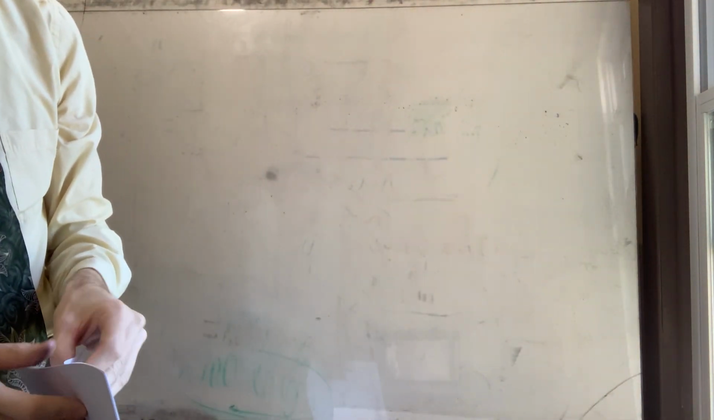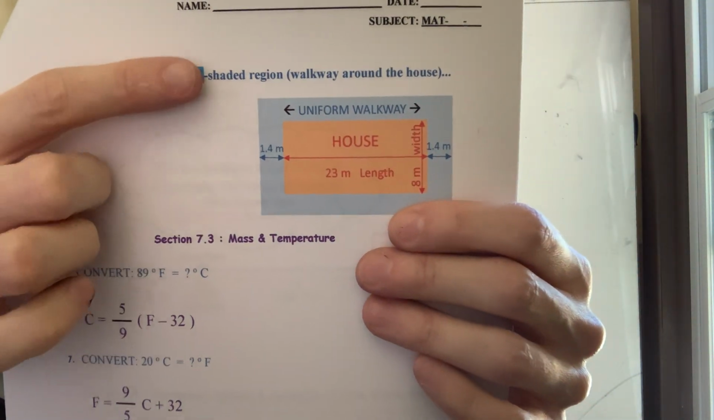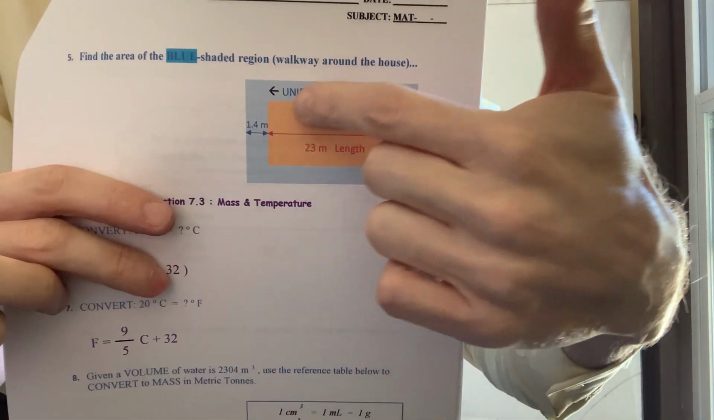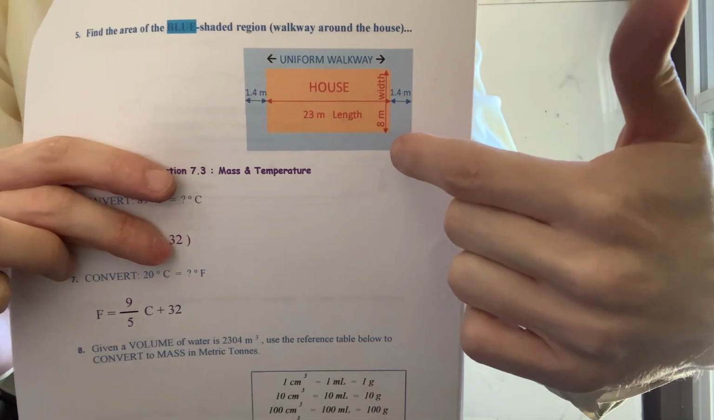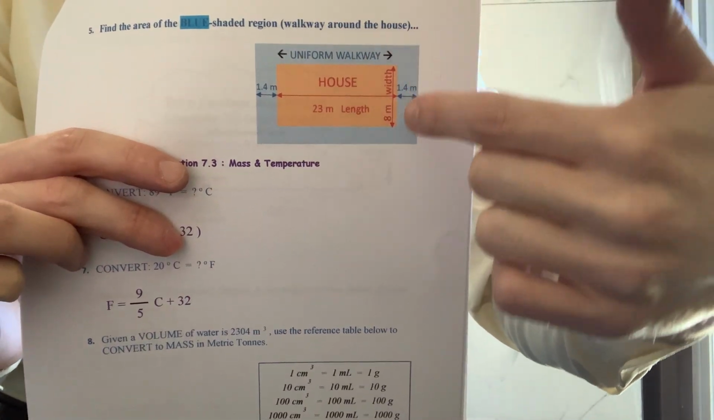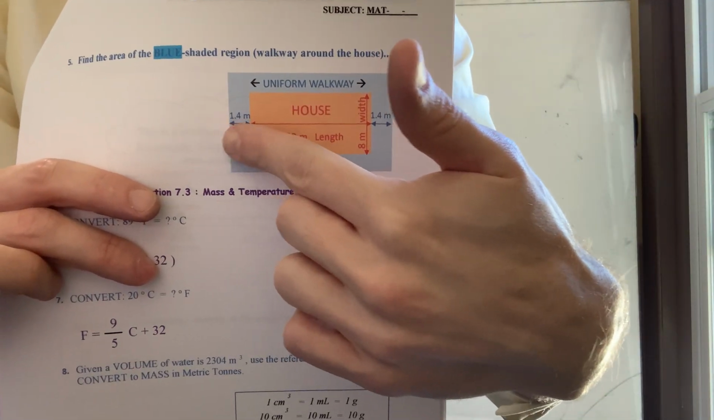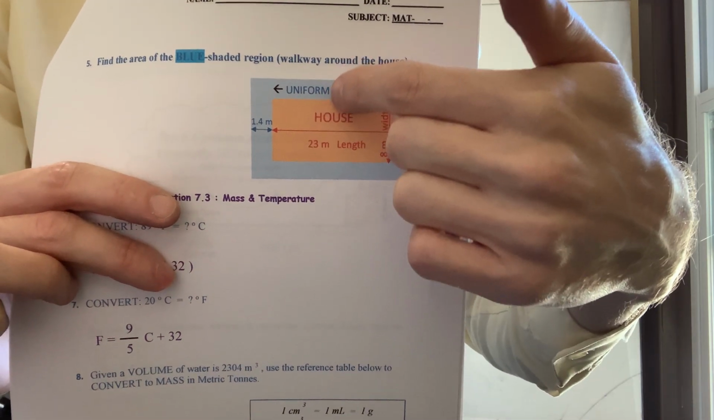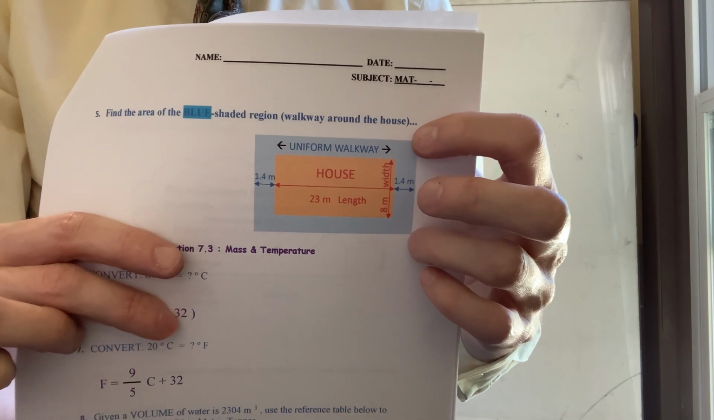The next problem has a diagram. All right. Okay. Find the area of the blue shaded region, which is meant to simulate a sidewalk that is outlining somebody's house. So imagine this is their property, and this is a walkway around it. And it's a uniform walkway, which means that if it's 1.4 meters wide this way, it would be the same here and here respectively. Anyhow, you need this diagram to really answer this question.